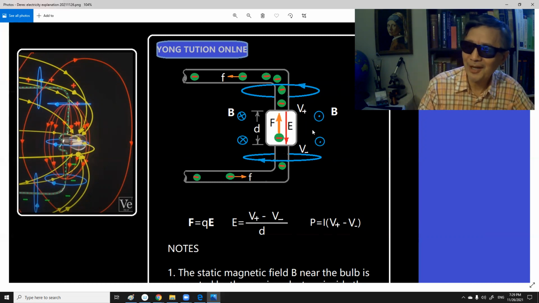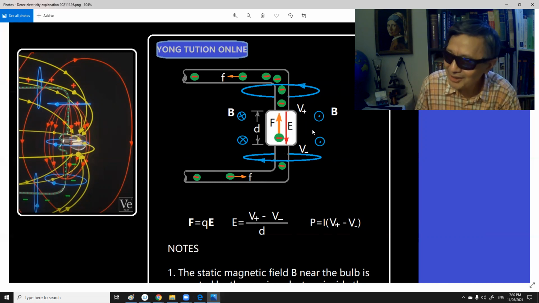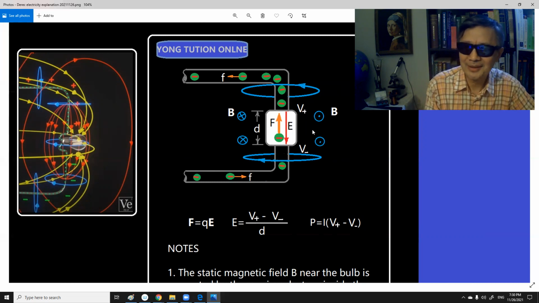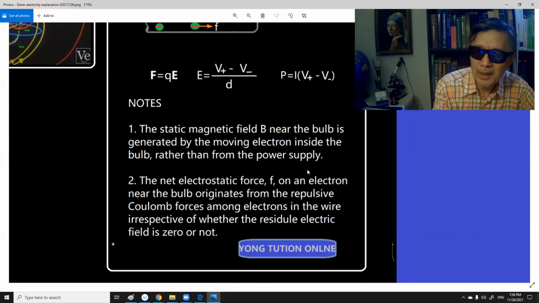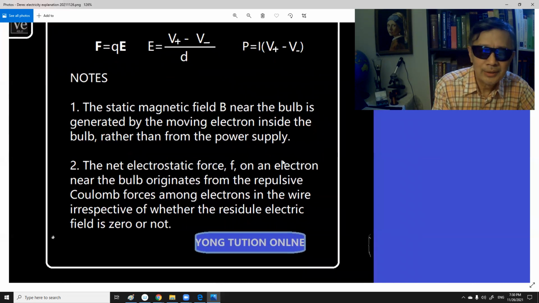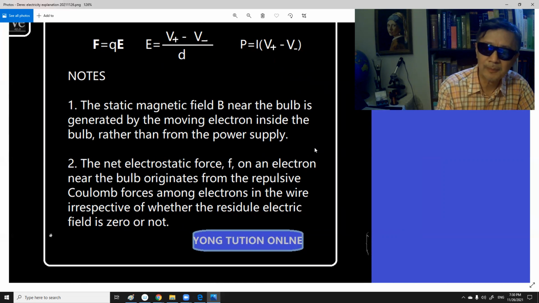how can we describe absorption, emission, re-emission, and transmission? Do we treat this Poynting vector as a magical energy flow, a type of radiation? You can't. It's terribly wrong. And this is a remark I have to make sure to convey, that the static magnetic field near the bulb is generated by the moving electrons inside the bulb rather than from the remote power supply, as just explained.